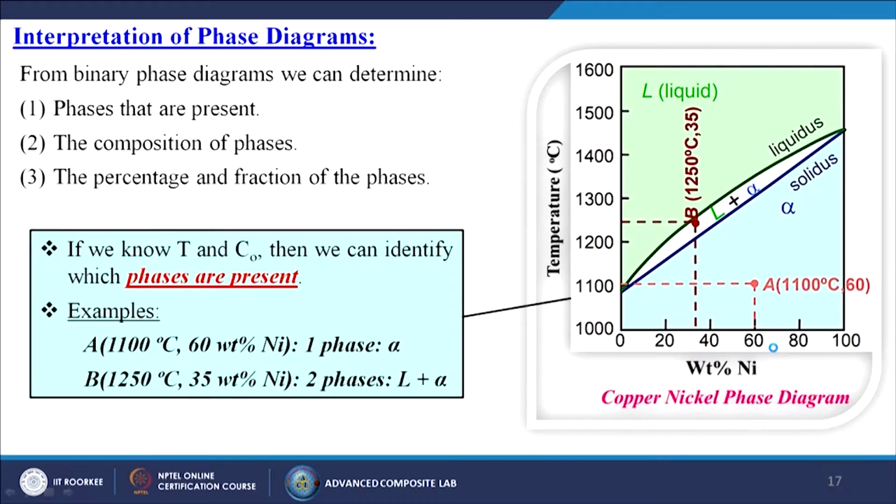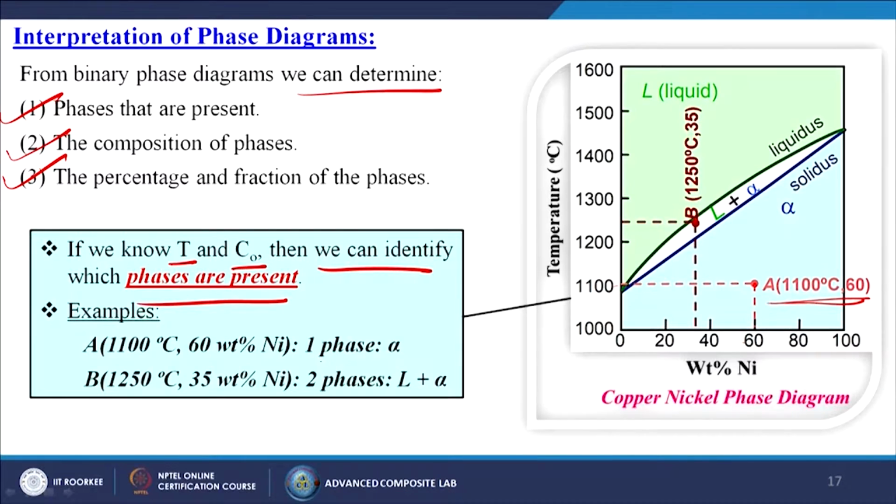Now, what interpretations can we make from the phase diagram itself? From binary phase diagrams we can determine the phases that are present, the composition of the phases, and the percentage and fraction of the phases. How? If we know the temperature and C0, then we can identify which phases are present. Here we give examples. Suppose, from the copper-nickel phase diagram that we saw last time, we are going to calculate for this point. This point is around 1100 degrees centigrade with 60% nickel.